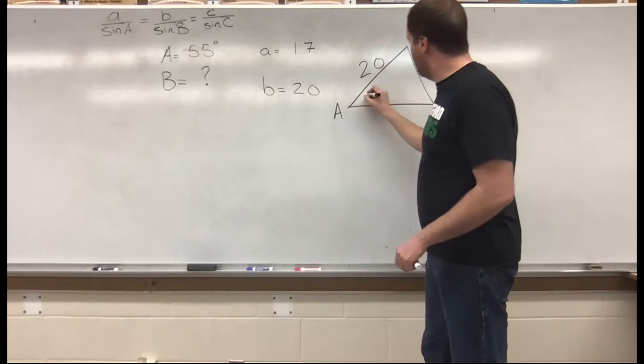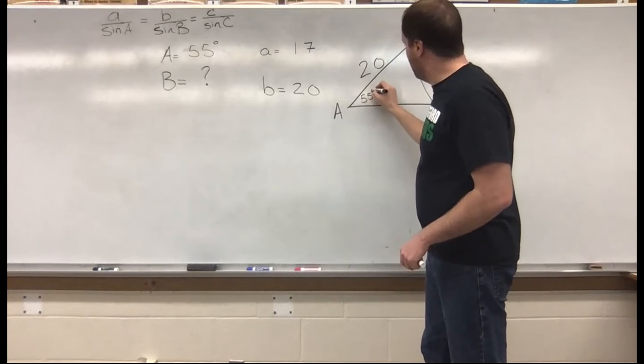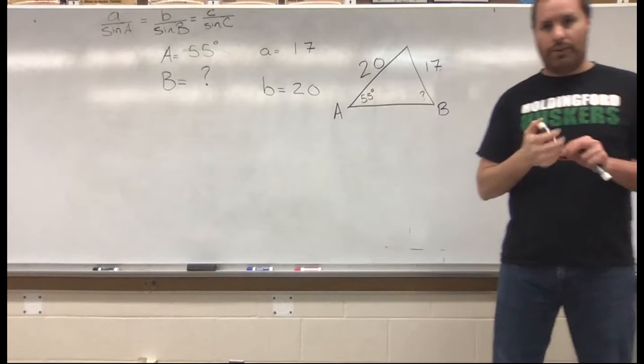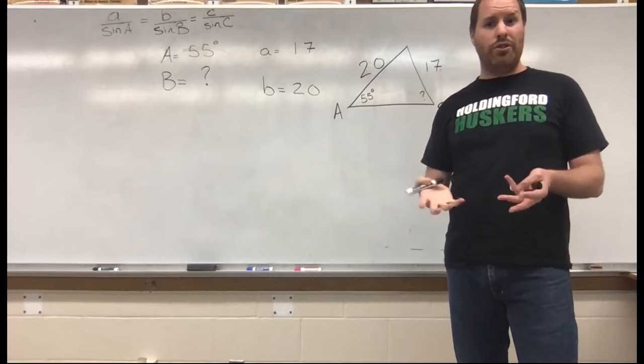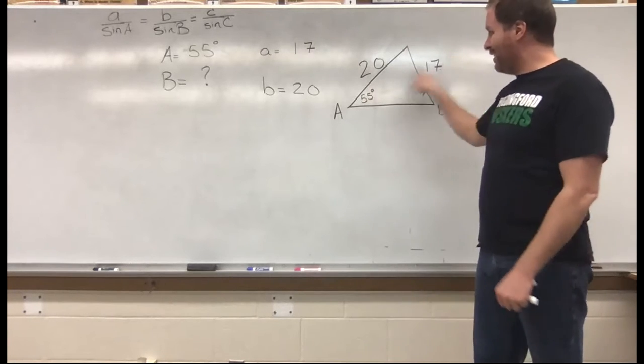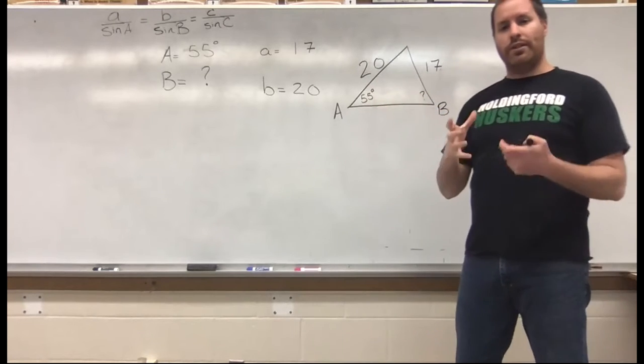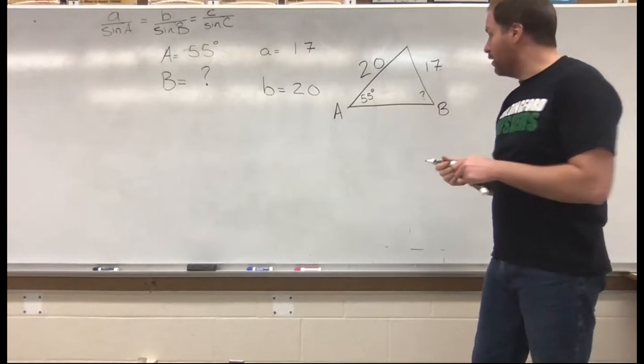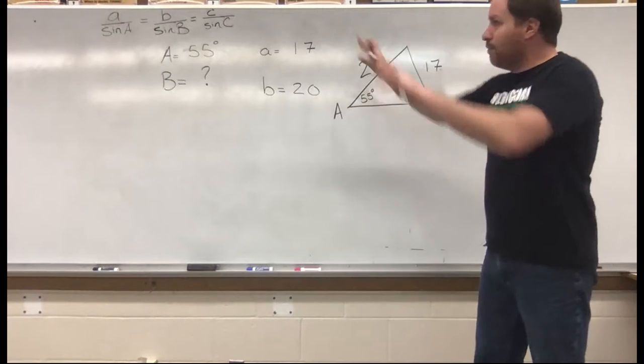We know angle A is 55 degrees, and we want to know angle B. I don't know what that one is. So here, I've got a side and the angle across from it. We can use law of sines. So we might go ahead and set that up. That's what I'm going to do right away. I'm just going to set up law of sines.